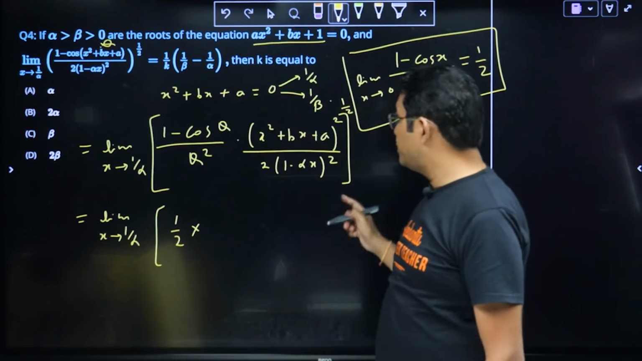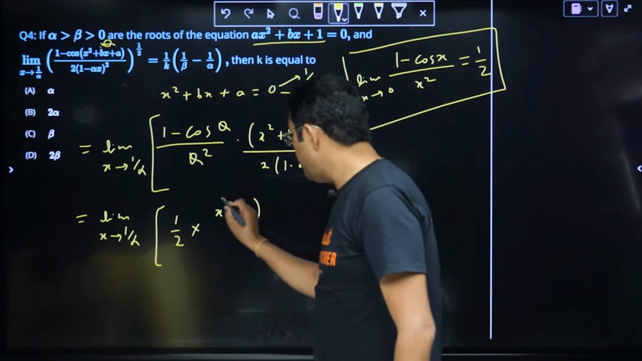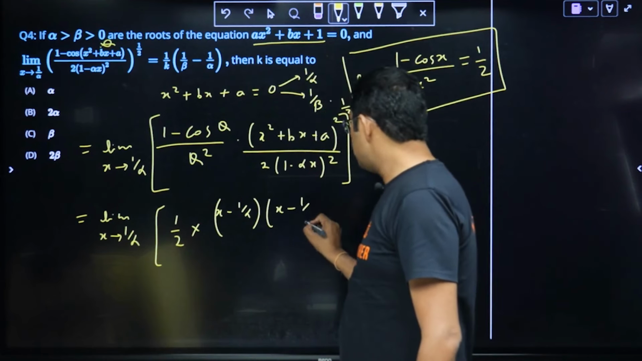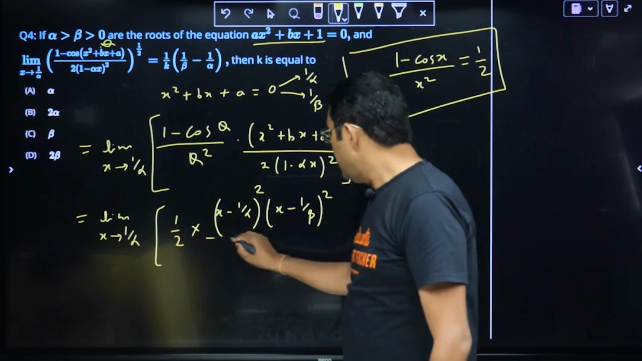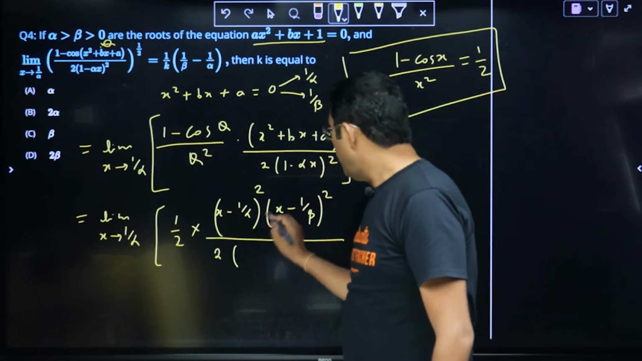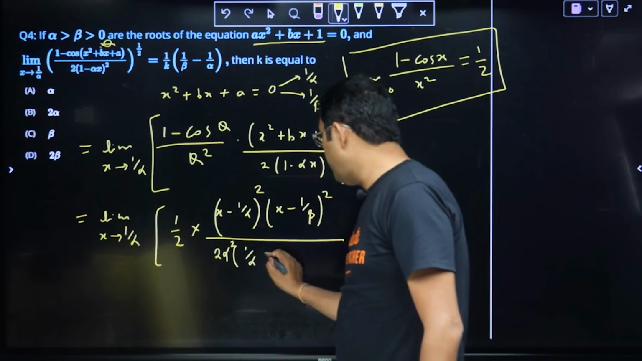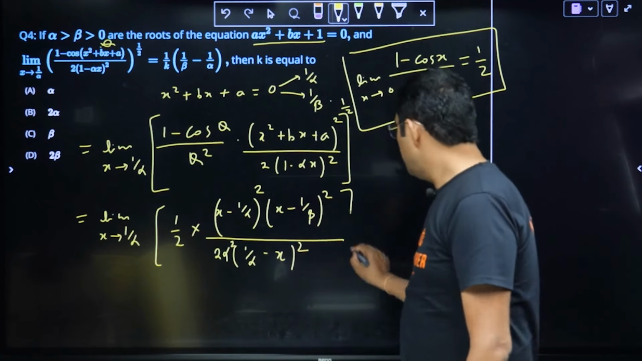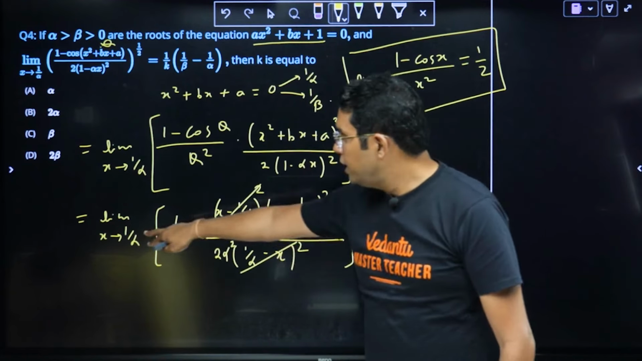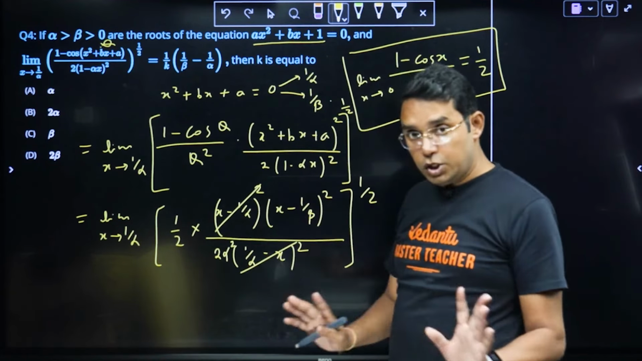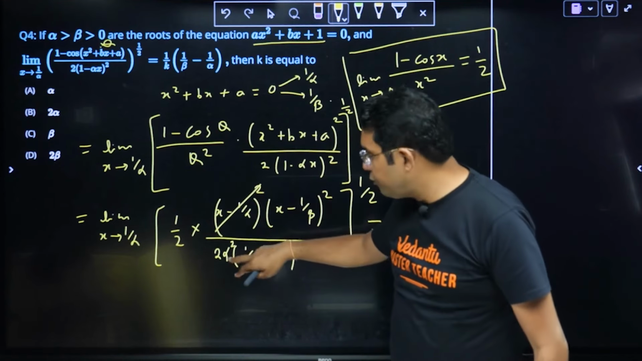This quadratic expression, I will use the factor theorem to write it as (x minus 1 upon alpha) into (x minus 1 upon beta) whole square. So there will be a square on both the brackets, and in the denominator it is 2 into, and if I bring alpha square outside, it will be (1 upon alpha minus x) whole square, with power 1 upon 2. Now you can see these two brackets will cancel each other because x is approaching 1 upon alpha. So they are not 0, but they are equal, so they will cancel each other. Now power 1 by 2, here it is 1 upon 4 alpha square.